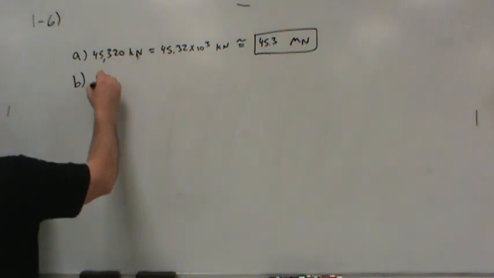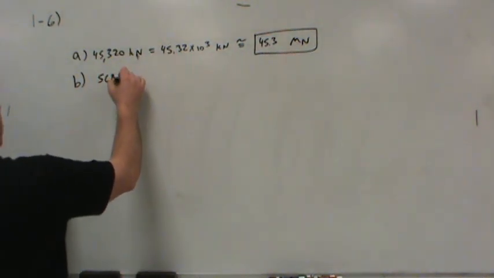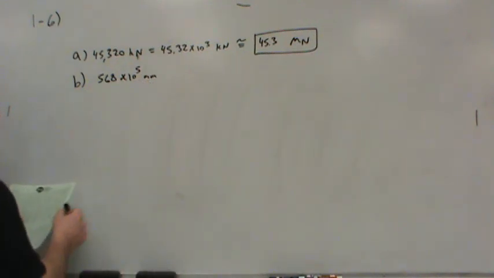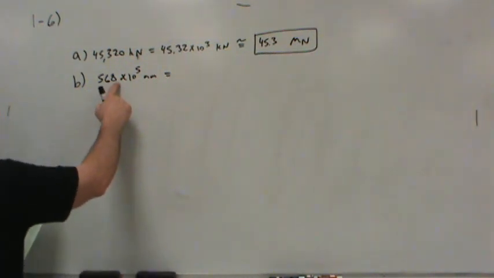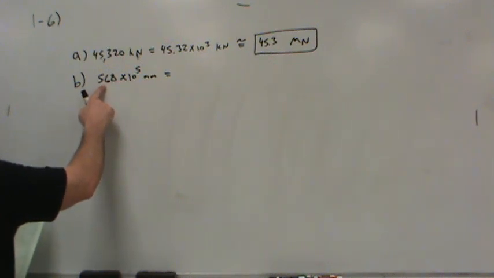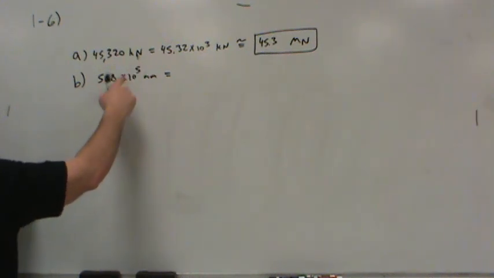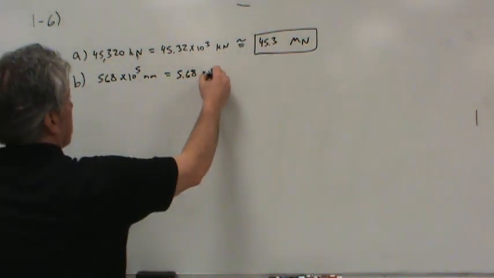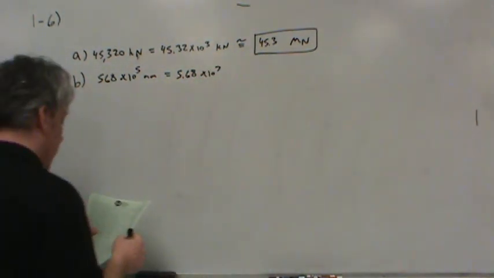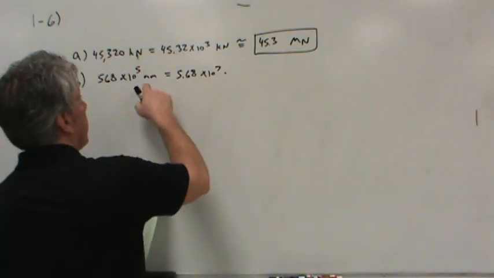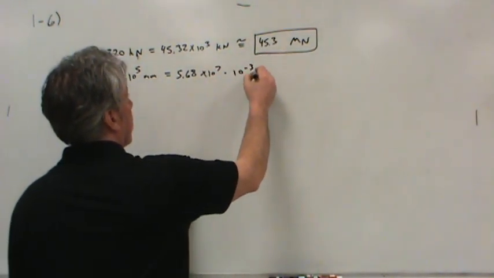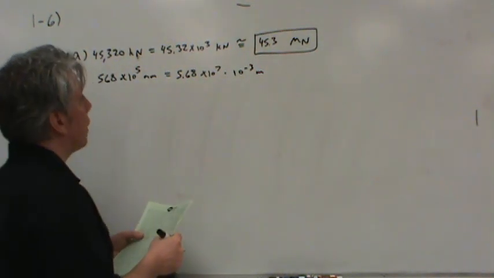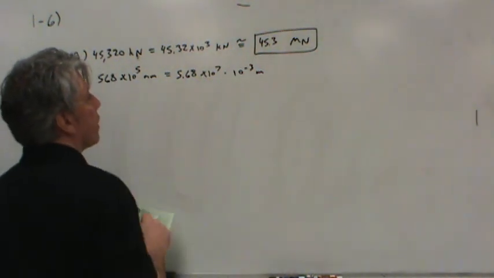B gives us a number of 568 times 10 to the fifth millimeters. Again, I'd move the decimal place over twice. That's taking out 2 tens or taking out 100. So that's 5.68 times 10 to the seventh. We still have units of millimeters, but a milli is a 10 to the negative third, and then we have meters. What this allows me to do is combine the 7 and the negative 3.